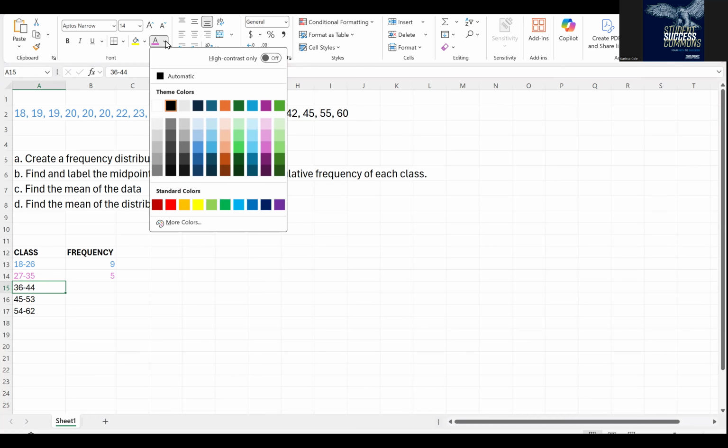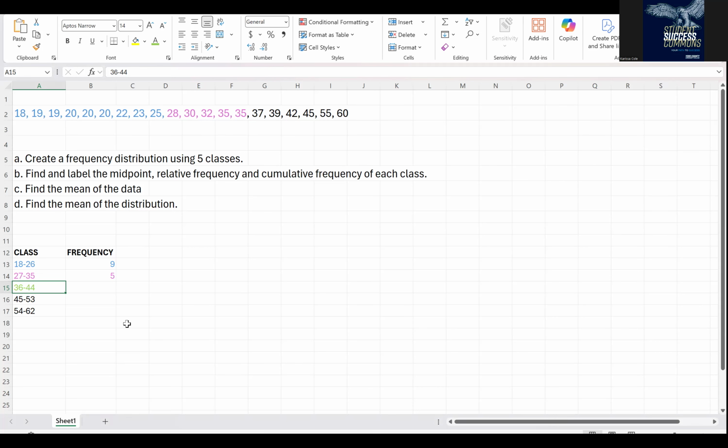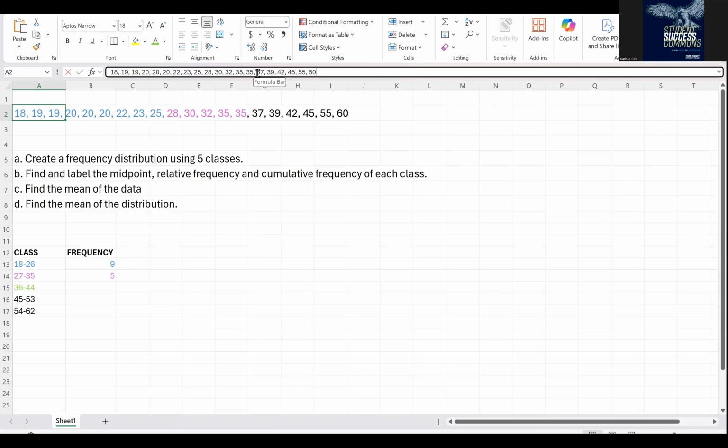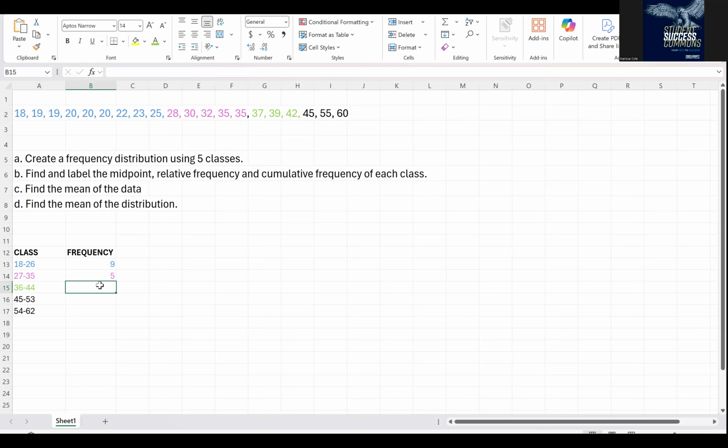All right, next group is 36 to 44. Let's color this one. I'm not going in any kind of order, and that bothers me a little bit, but that's okay. So the next group can contain any numbers between 36 and 44. So going back at my list, I see these 3 that fit the bill. 37, 39, and 42 are all within that group. So the frequency of this class is 3.